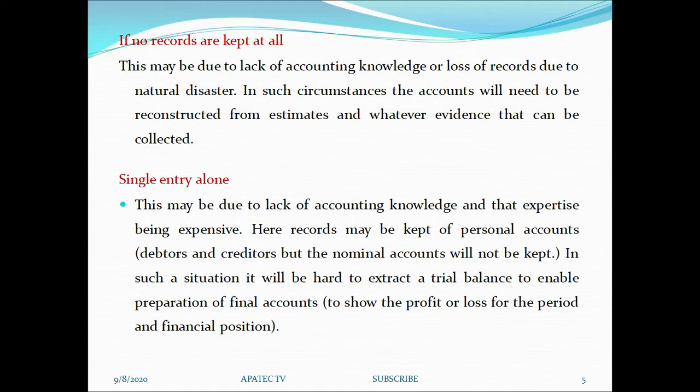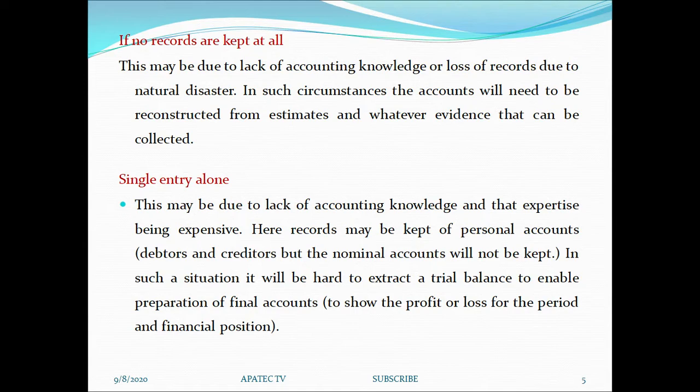If no records are kept at all, this may be due to lack of accounting knowledge or loss of records due to a natural disaster. In such circumstances, the accounts will need to be reconstructed from estimates and whatever evidence can be collected.